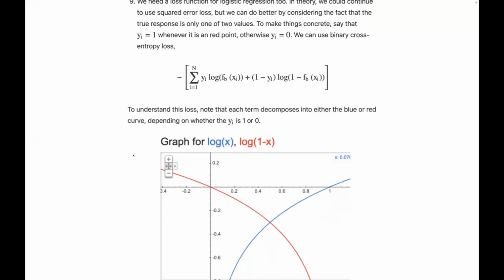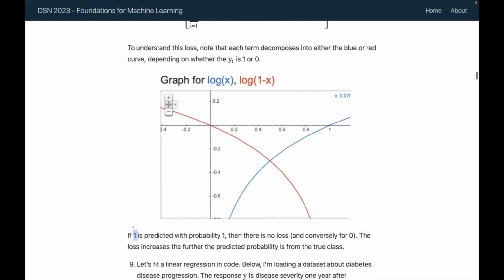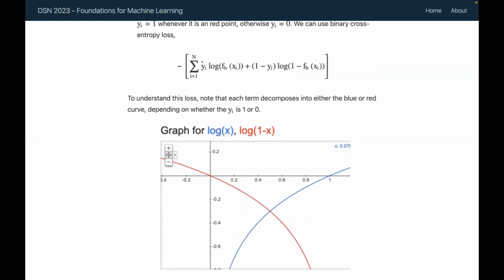Okay, so now that we understand the structure, what is the shape of this loss function? Let's imagine that the truth is 1, so y_i is actually 1. And suppose that you predicted it with probability 1. So let's suppose your f sub b is 1 and the truth is also 1.